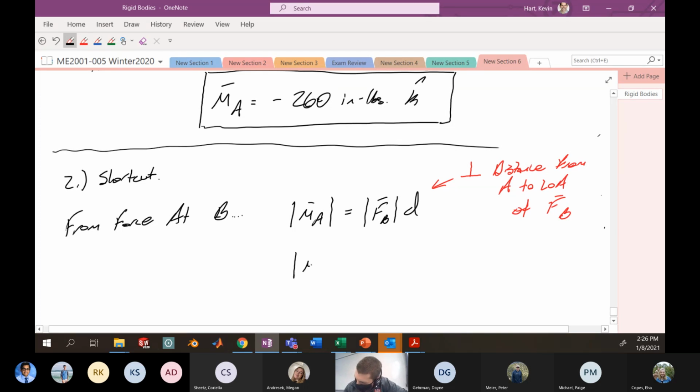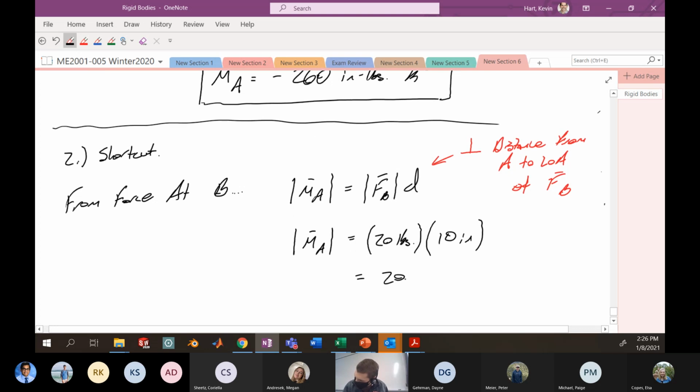So the contribution from the force at B is the force at B, we know is 20 pounds, multiplied by the distance to B from A in a perpendicular sense, that is 10 inches. So the magnitude of this particular force, 200 inch-pounds. All right. That's the contribution to the moment from the force at B. I still need my directionality, right?